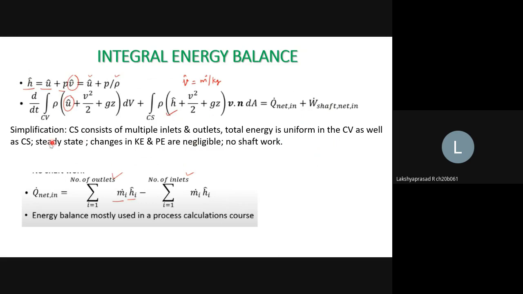Of course, if you want to simplify, similar assumptions as we have seen before: multiple inlets and outlets, total energy is uniform in the control volume, steady state. So this term will vanish. Changes in kinetic and potential energies are negligible, so these terms, gz and V square by 2, will go off. And if we assume no shaft work, then what we can say is Q dot net in is equal to the summation over the outlets of m_i dot H cap minus the summation over the inlets of m_i dot H cap.